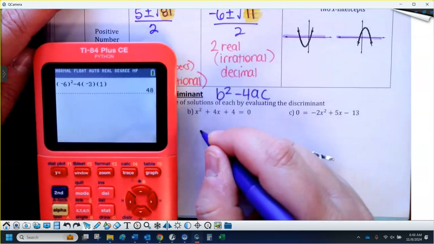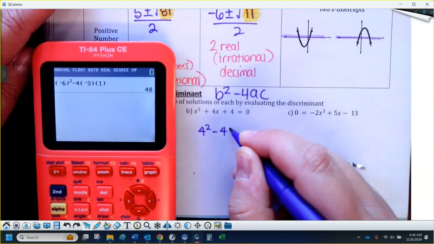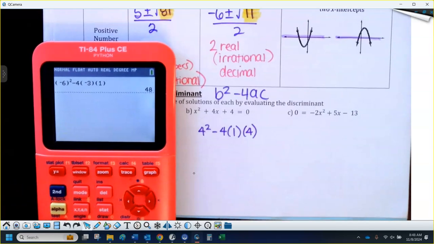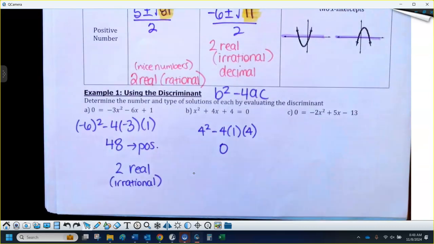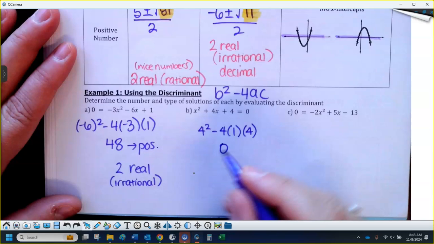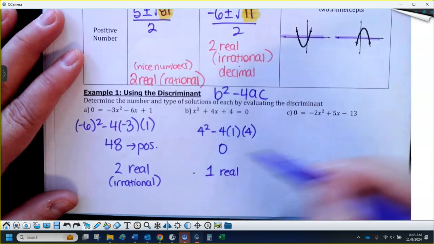If I do this one, my b squared would be 4 squared minus 4 part of the formula. A value is 1, c value is also 4. So you should get 0 here if you do this. 4 squared minus 4 times 1 times 4. This is 0. So that'll be the second situation. If it's 0, that means the vertex is going to be the solution. So this would have one real solution.